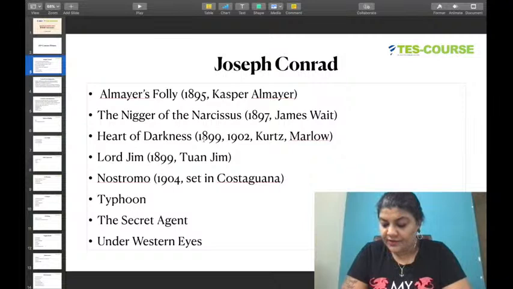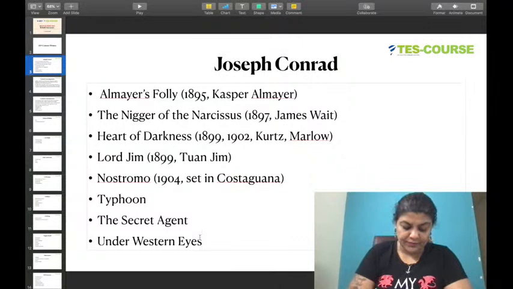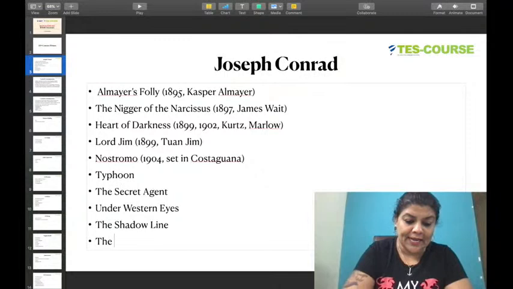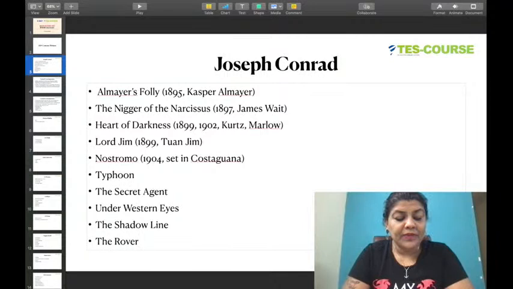Very good, very good. Many of you are revising from the encyclopedia. Doing well, I'm proud of you. Under Western Eyes is based on Crime and Punishment. He has also written The Shadow Line. Not Shadow Lines, The Shadow Line. The Rover. The Rover is also a work by, another Rover is there by Aphra Behn. Okay. Did you get all this, guys?